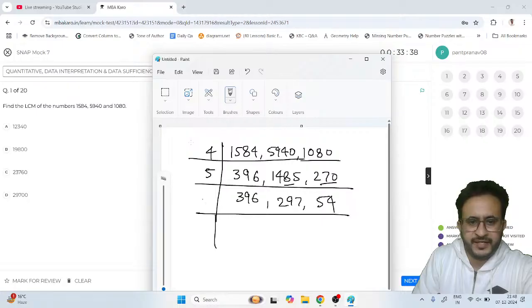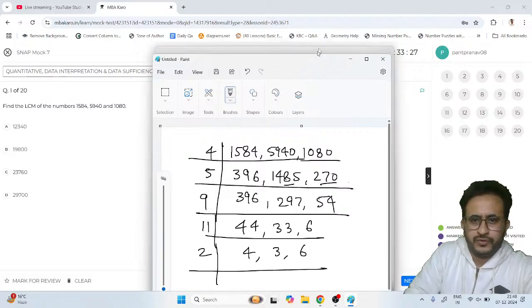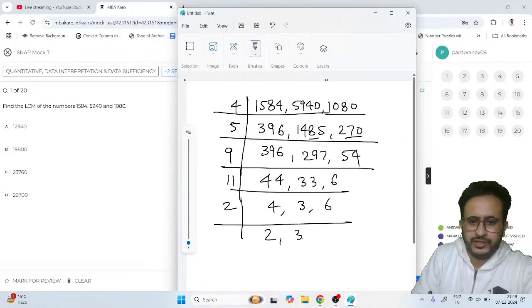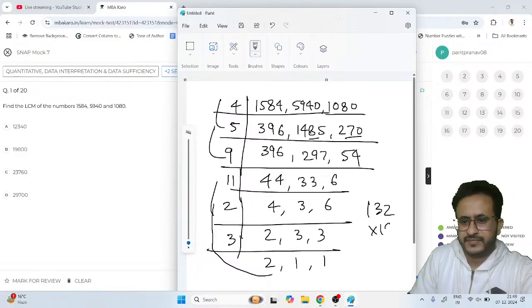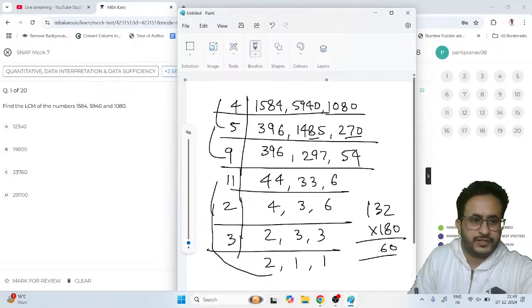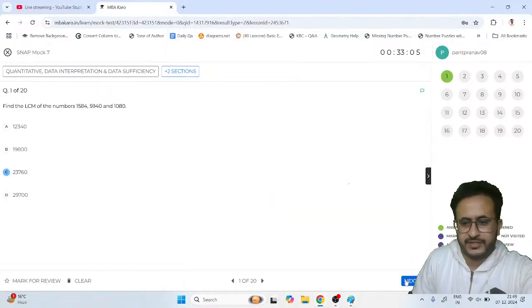We can divide these by 9. So this will be 44, and this will be 33, and this is 6. We can divide these by 11. So 4, 3, and this will remain as 6. We can divide this by 2. So 2, 3, and 3. We can divide these 2 by 3. So we will have 2, 1, 1. So basically we need to multiply this. This is 2 into 3, 6, 6 into 2, 12, 132, and 36, 180. 132 into 180. So something ending in 60. So that will be our answer.